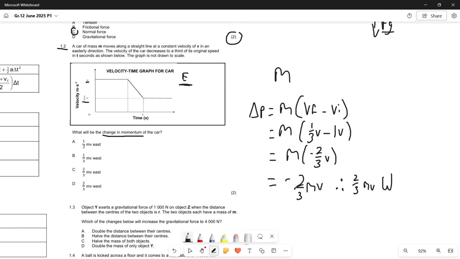So the change in momentum of the car, we have A, 1/3mv east, we have B, 1/3mv west, we have C, 2/3mv east. Okay, that's close, but it's not what we have. And then D, 2/3mv west, and that is what we calculated here by understanding which formula we're working with, and therefore our final answer here is D.